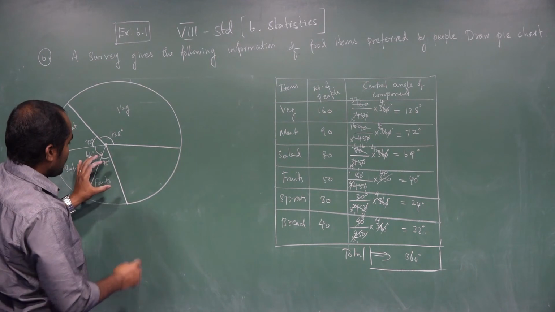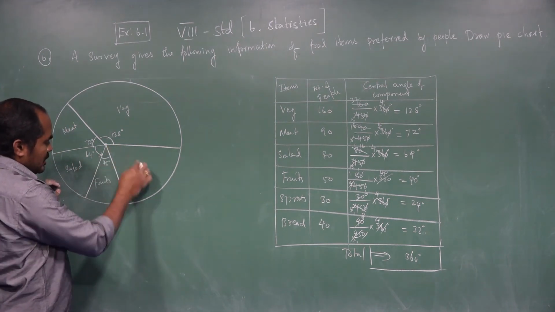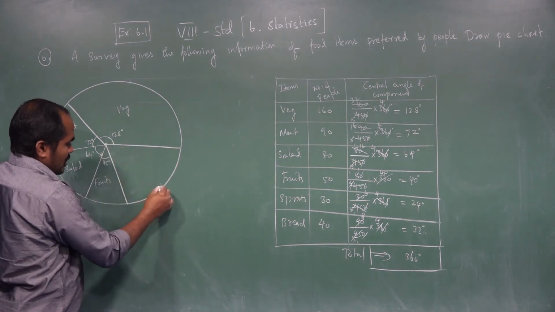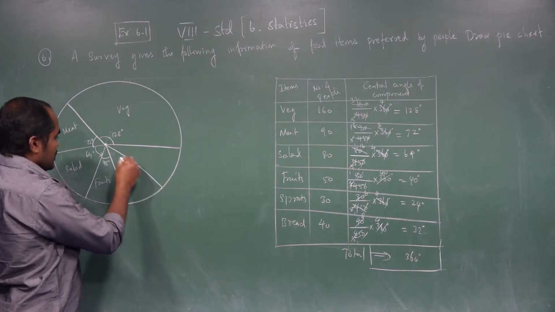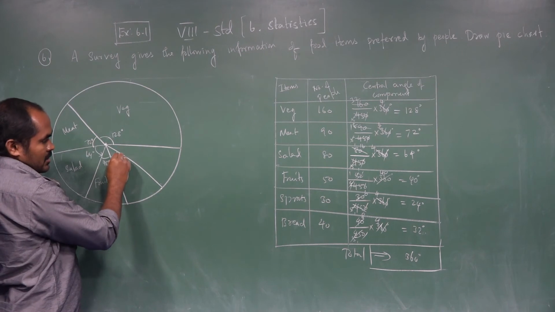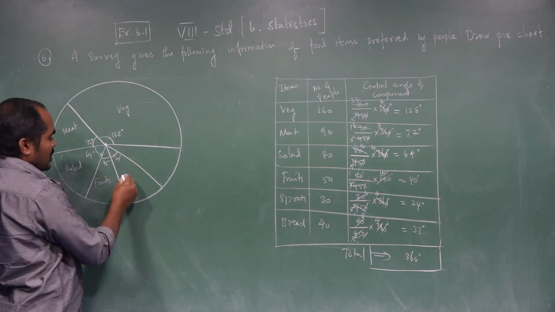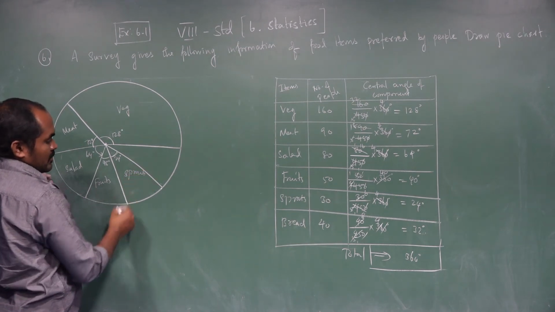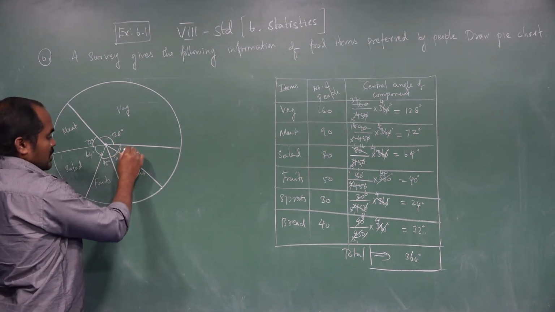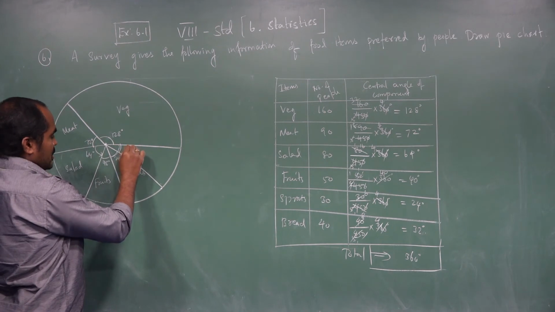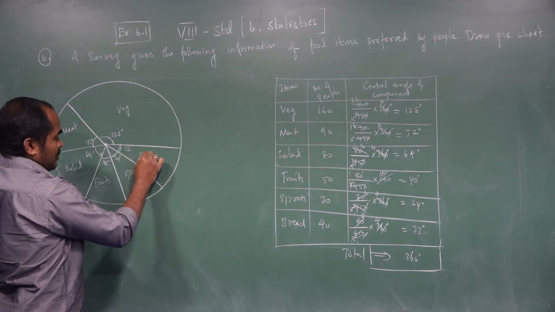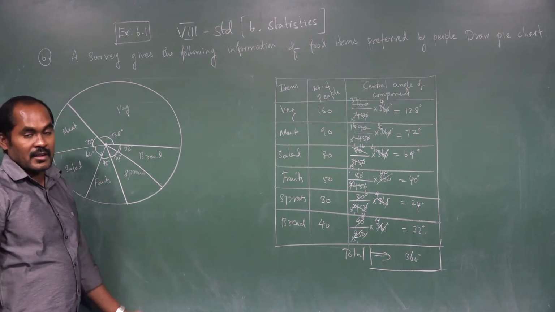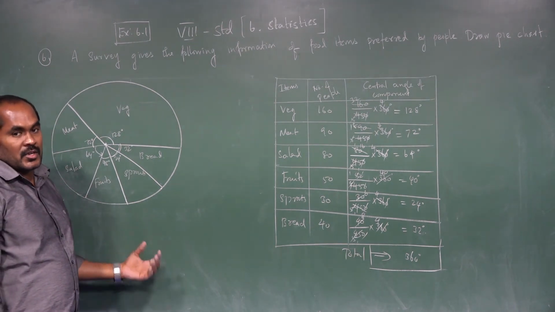Next, keep your protractor on this line and mark 24 degree. Mark 24 degree and draw a line. So this sector is 24 degree and this sector represents sprouts. And last one is bread, that is 32 degree. Right? So this is our required pie chart.